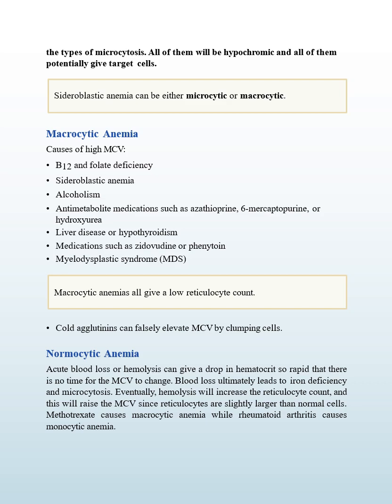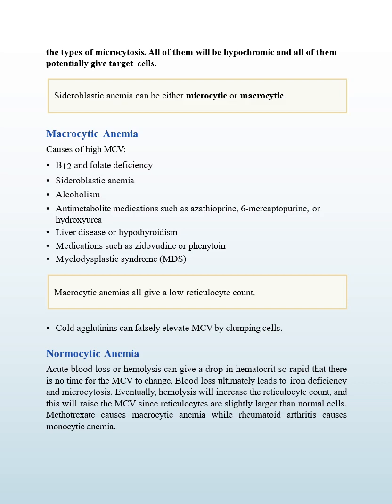We have here another clinical tip that all macrocytic anemia will give us a low reticulocyte count. Also, we need to remember that cold agglutinin can falsely elevate MCV by so-called clumping cells. And the last one is so-called normocytic anemia.